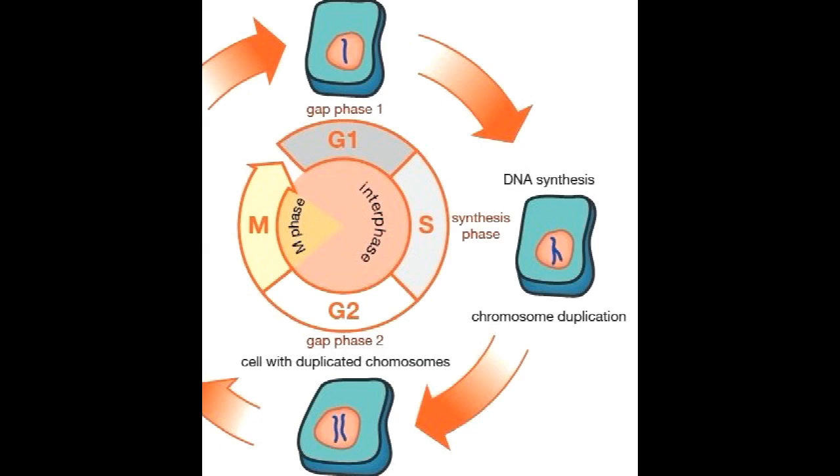Meiosis I. Meiosis is preceded by an interphase consisting of 3 stages.